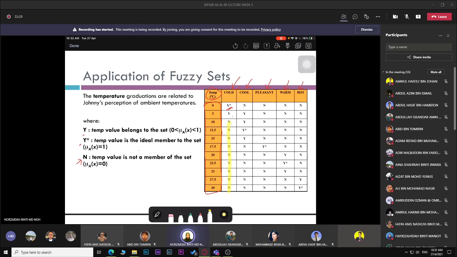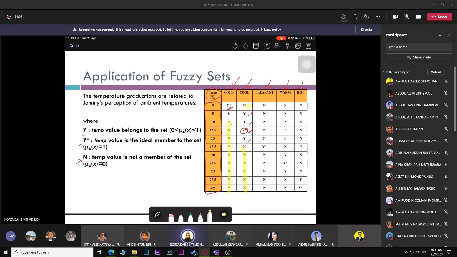Okay, and then kita cuba describe cool dekat Johnny. Is 0 cool? No, dia kata that's not cool, it's cold. Alright, so dia letak sini N. Okay, 5 degree, dia kata yeah, it's kind of cool. Okay, so dia letak sini. Why? Dia kata 12.5 degrees is definitely cool. Yang ni dia letak Y star. Okay, and then dia ada Y dekat 15, tapi 17.5 dia kata no, that's not any cool anymore. Dia kata dia dah tak sejuk dah kalau 17.5.